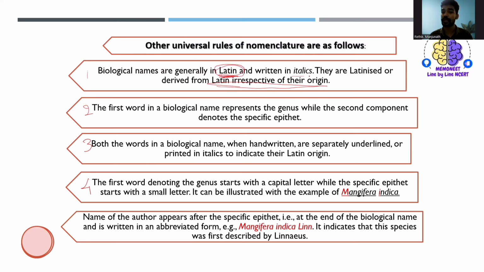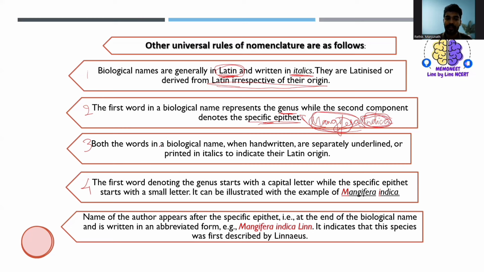And while writing, it has to be in italics. When you write in italics, it indicates that the name is derived from the Latin word. The second thing is that the first word of the biological name represents the genus, and the second word represents the specific epithet or the species. For example, Mangifera indica. Here Mangifera represents the genus, whereas indica represents the specific epithet or the species name. Whenever you write a biological name, the first word should represent the genus and the second word the species name.